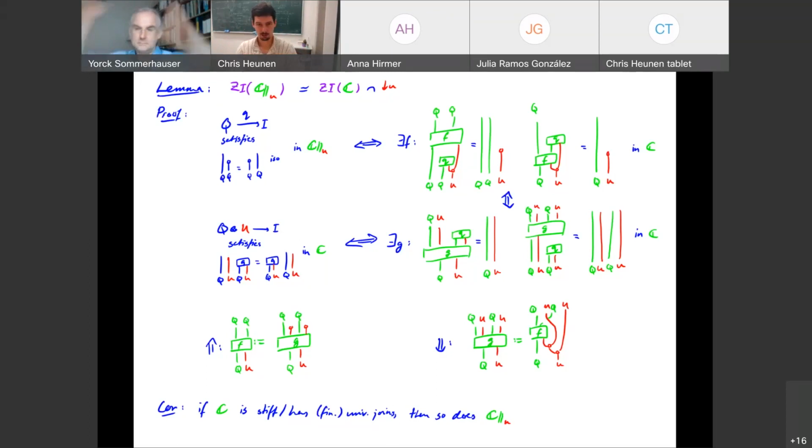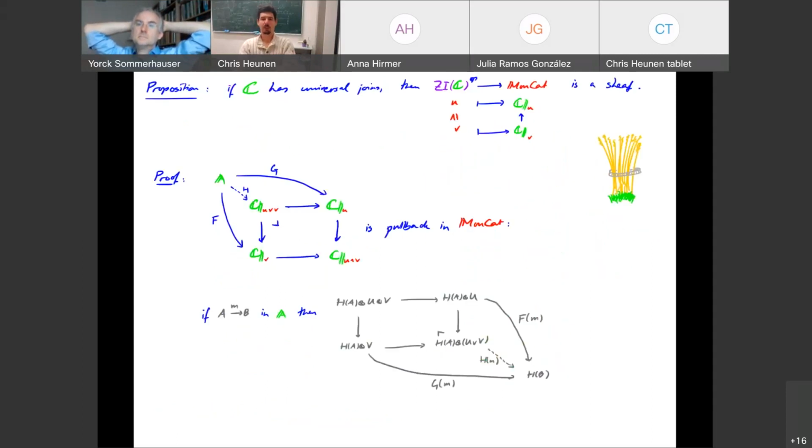As a corollary of this, now we know exactly what the central idempotents in CU are. You can prove that if the big category was stiff or has finite universal joins or has universal joins, then so does the small one. You can just translate all the properties of central idempotents in the small one back into properties of the central idempotents of the big one. So not only have we got a presheaf of monoidal categories, the C restrict U is a presheaf of stiff monoidal categories, for example, or monoidal categories with universal joins. That's good, we're on our way.